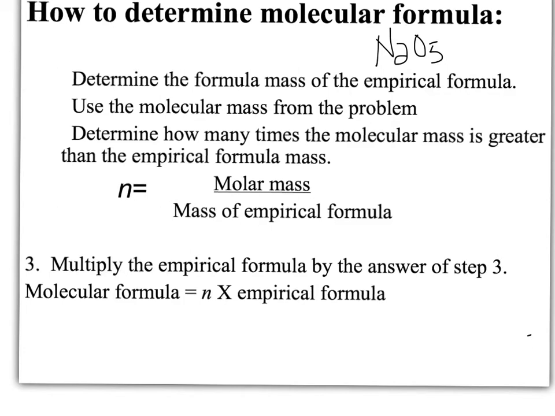So this is your equation. N equals the molar mass, again, from the problem, divided by the mass of the empirical formula. When you get that N, you're going to multiply it times your empirical formula to get your molecular formula. And all this will make sense once we do an example. These are long, but they're not that difficult.